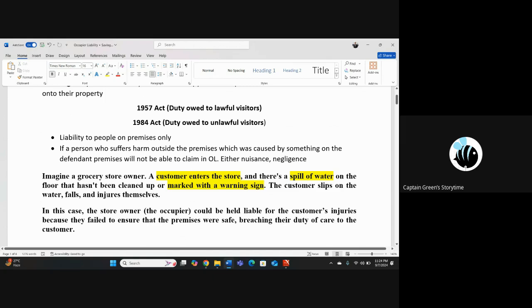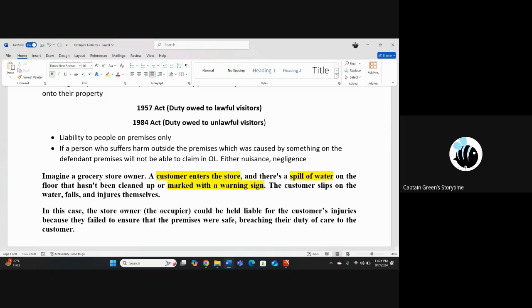Now, the injury is due to the state of the premises, not because of the customer's actions. The state of premises means that the water was on the floor due to the condition of the premises. The customer slipped and got injuries. In this case, the store owner, who is the occupier of that store, would be liable for the customer's injuries because they failed to ensure that the premises is safe. Just because they didn't clean that space, breaching their duty of care, they would be liable for occupier's liability.